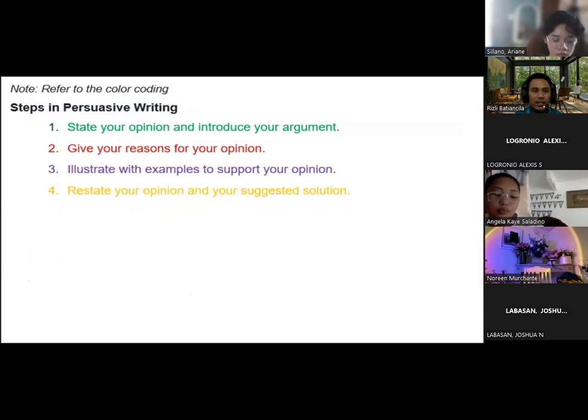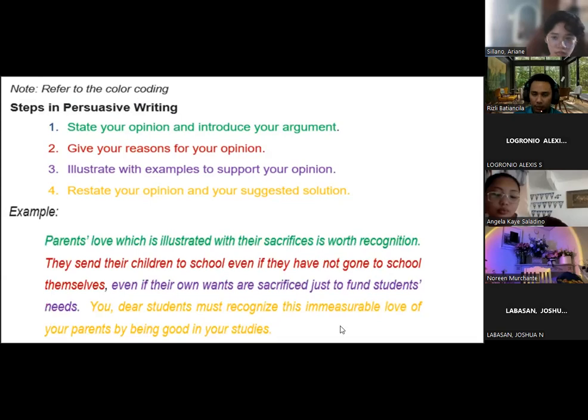Okay, so pasimplihin lang natin, meron tayong steps in persuasive writing. Meron tayong gist kung paano ba nagagawa ng isang persuasive writing. Maiksi lang naman to. And then the examples, color coding, para guided. So these are the steps in persuasive writing.